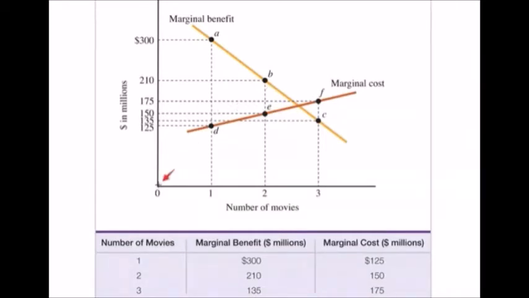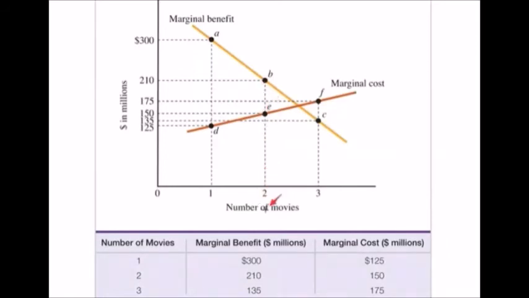If you're making 0 movies, the question is, should you make the first one? And the answer depends on whether the marginal benefit is greater than the marginal cost. And in this example, it is. Now you're making 1 movie. Should you make the second one? So again, look at the marginal benefit. Here it's $210 million. Compare it to the marginal cost of $150 million. And again, marginal benefit greater than marginal cost. So you're going to earn more economic profit by making the second movie. So in the first movie, you made $175 million in economic profit. The next movie, you make another $60 million in economic profit.